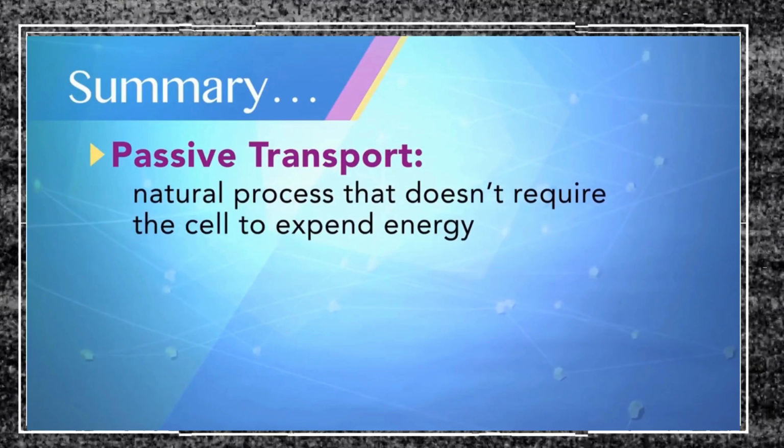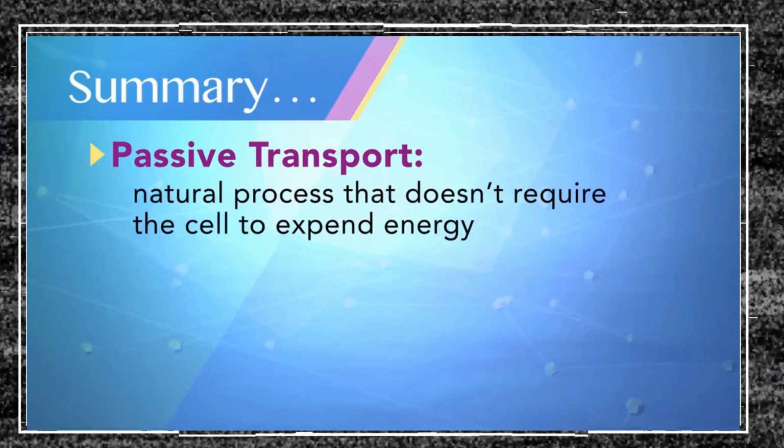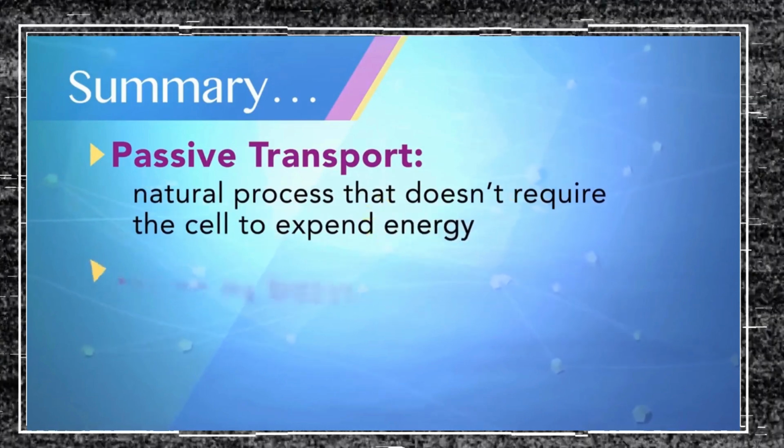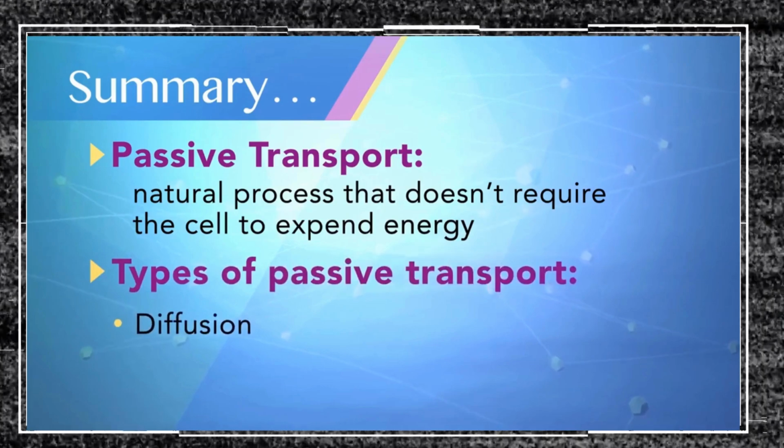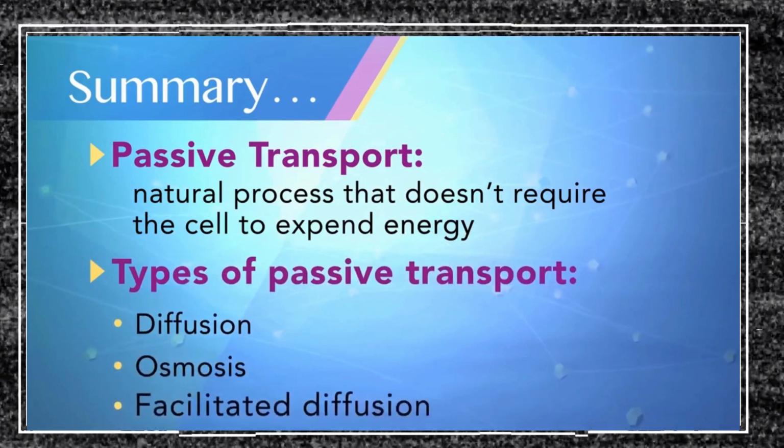In summary, passive transport is a natural process that doesn't require the cell to expend any energy. The types of passive transport are diffusion, osmosis, and facilitated diffusion.